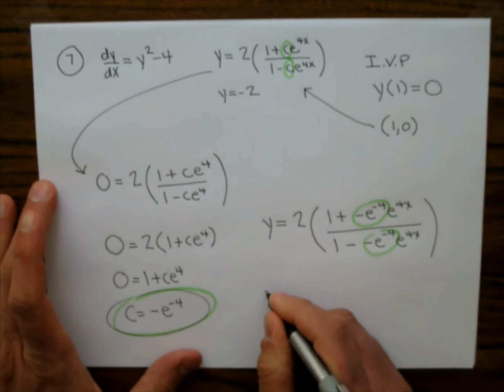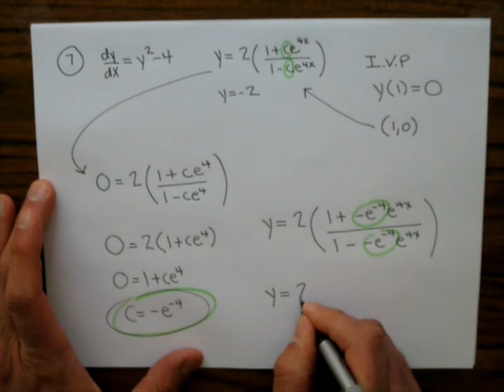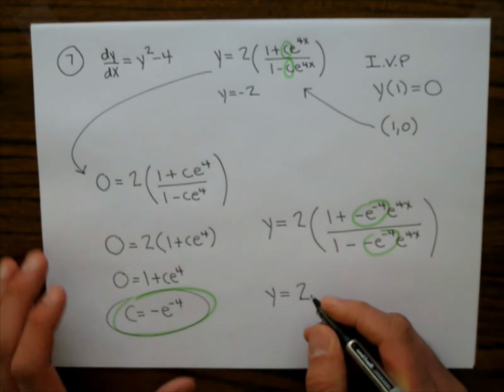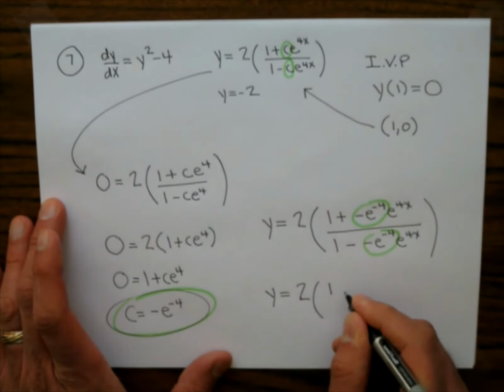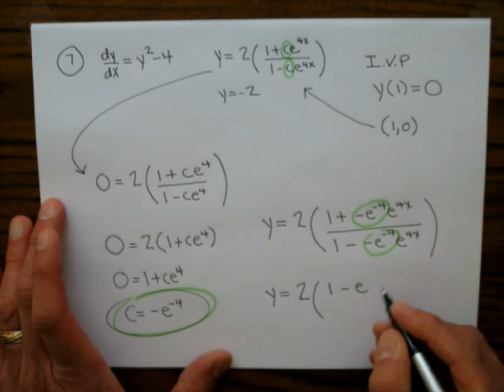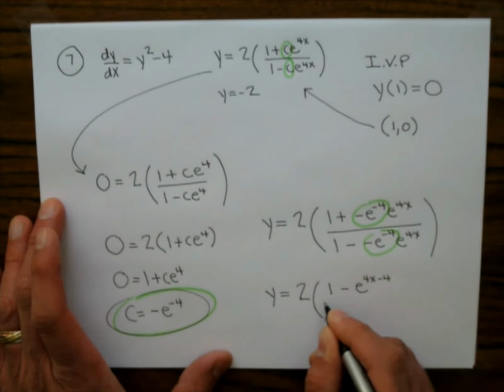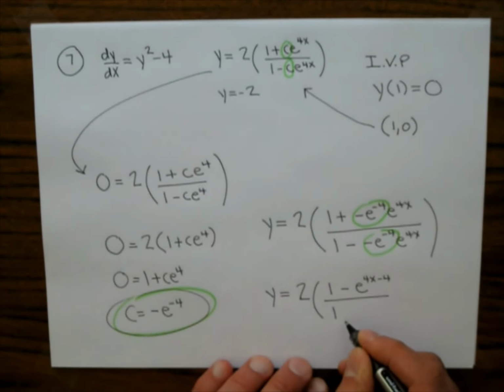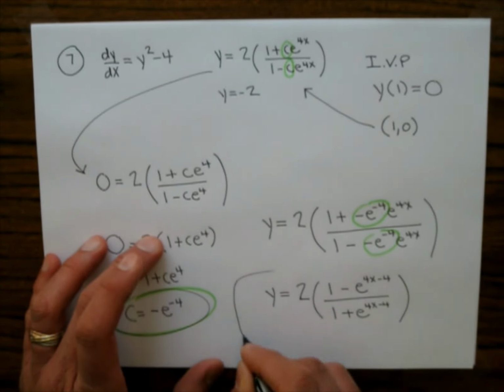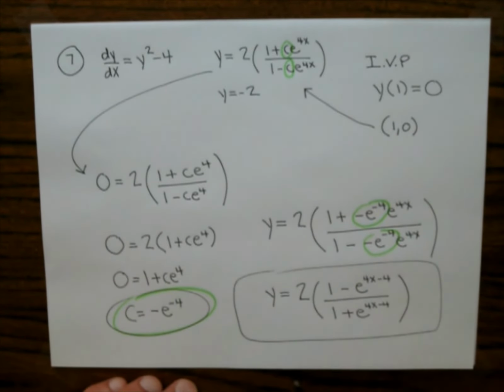And so let's go ahead and clean up this answer a little. This is y equals 2 multiplied by, on the top you have 1 minus e to the 4x minus 4. And on the bottom we have 1 plus e to the 4x minus 4. And that is not a general solution, it's a particular solution, and it's also explicit because it says y equals.